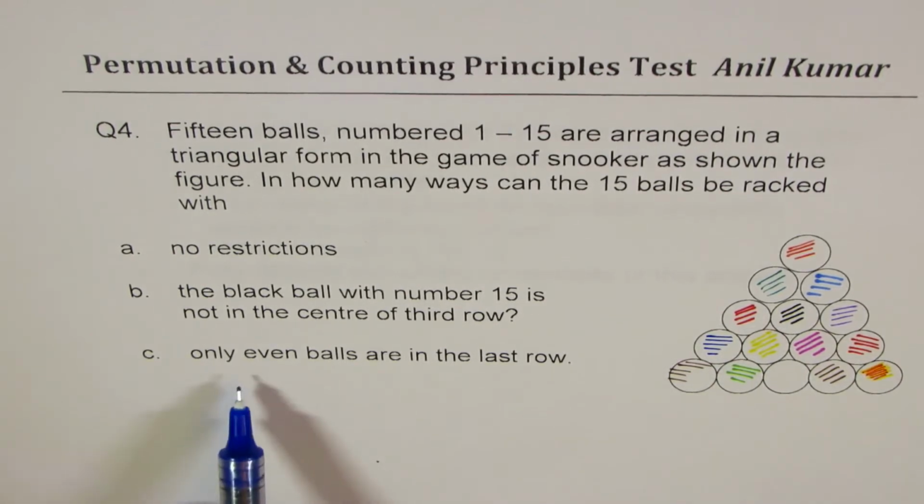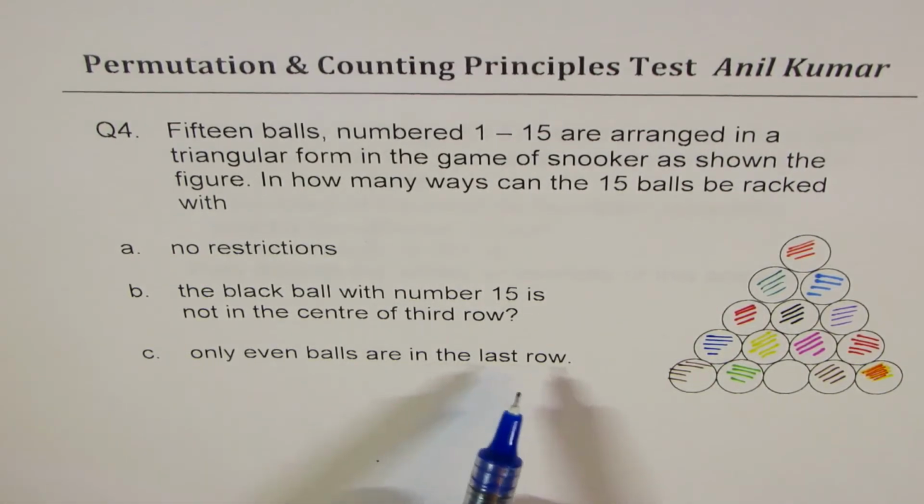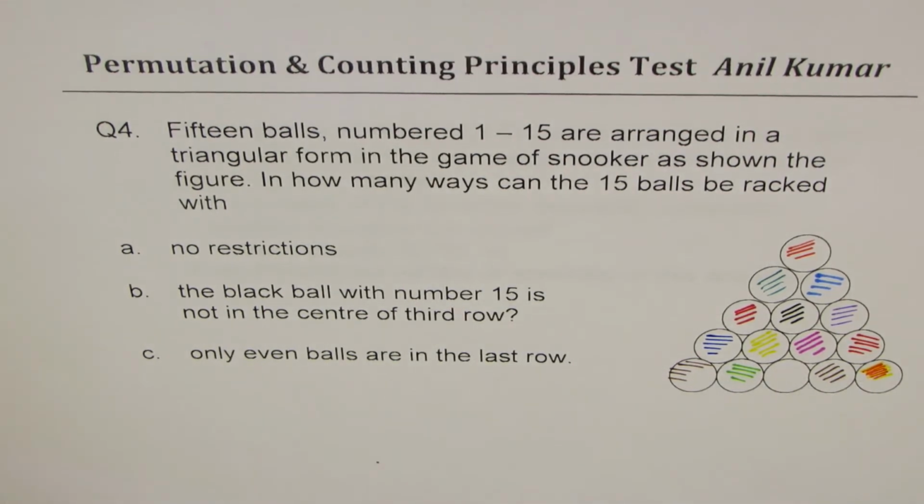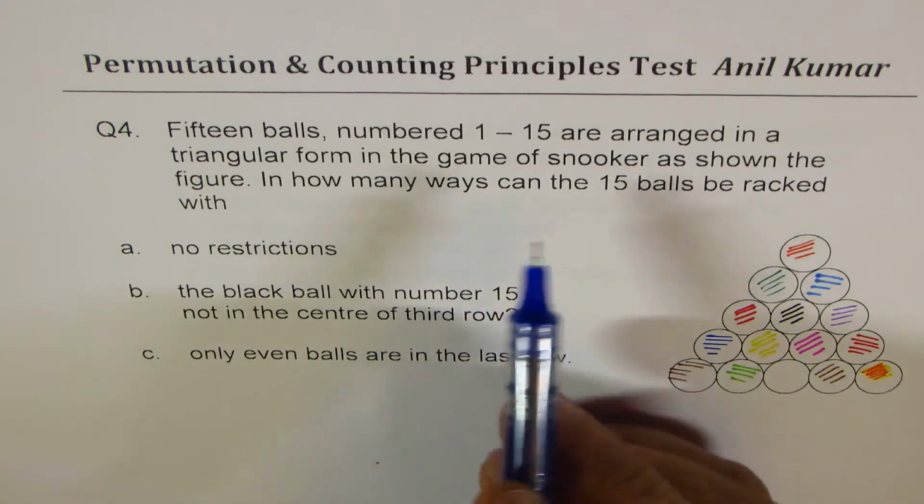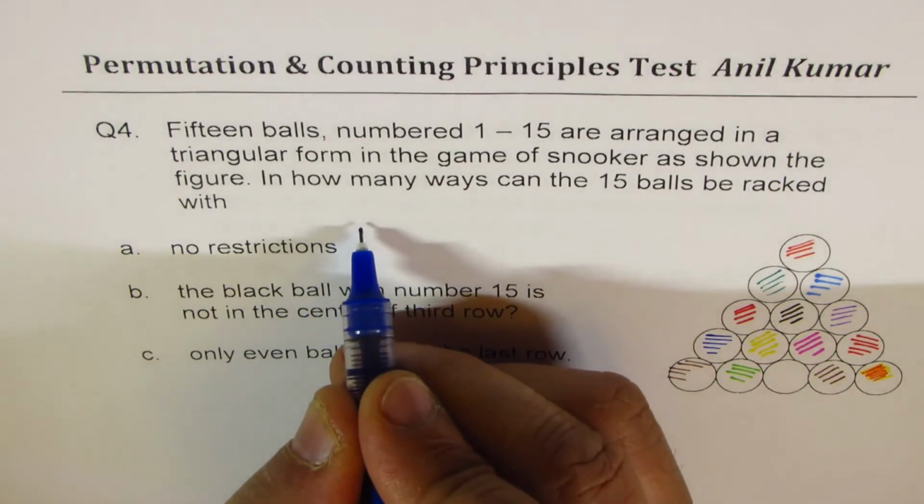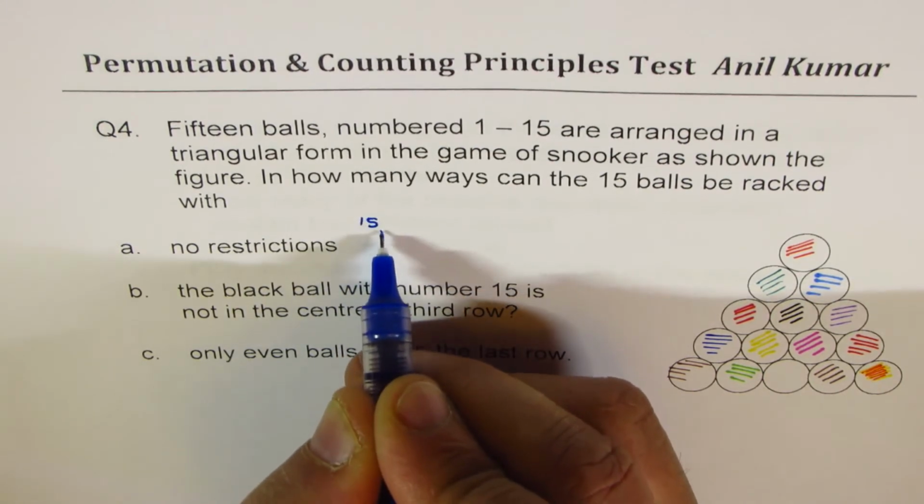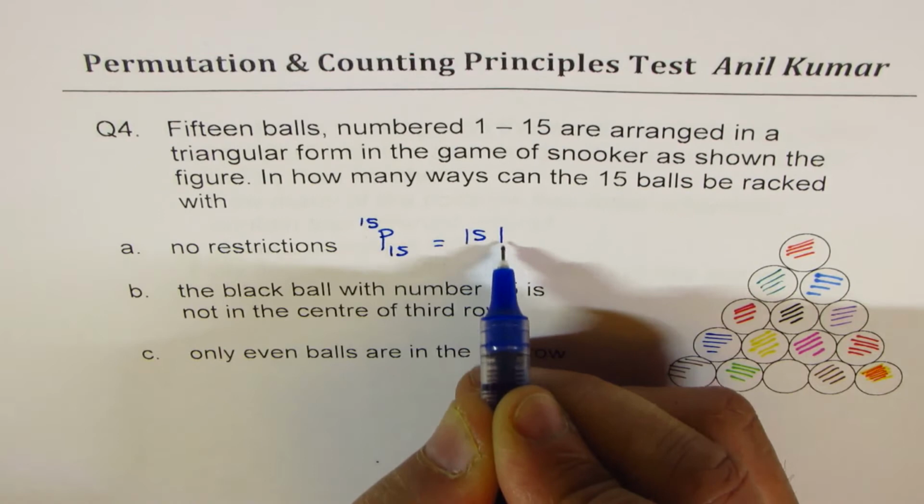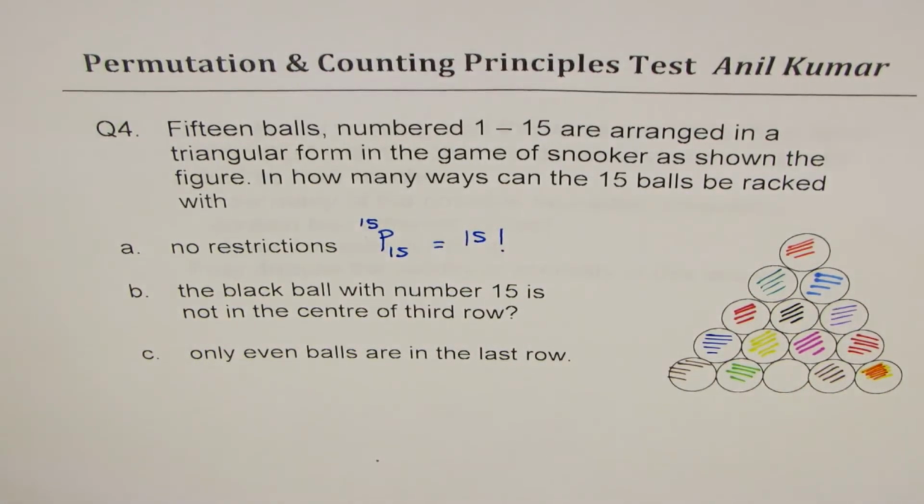C, only even balls are in the last row. So we have only even numbered balls in the last row. You can actually pause the video, answer this question, and then look into my suggestions. Now the first one is we have 15 balls and all 15 have to be arranged, so that should be straightforward. So we have 15P15 as the combination. You could write this as 15 factorial, correct?